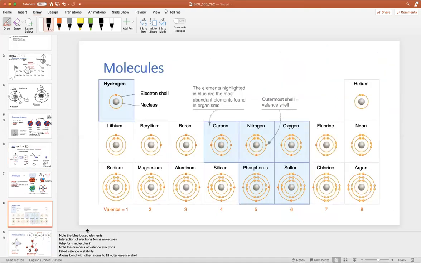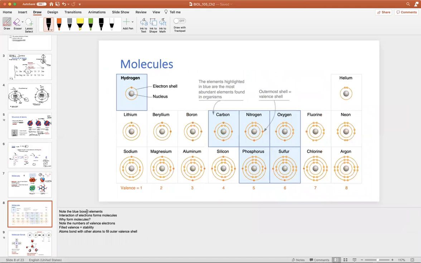All right, let's look at my notes here. So note the blue boxed elements. Those are the most common ones that we find in biology. The interaction of electrons is what forms molecules, and we saw that on the previous slide. Note the number of valence electrons for each of these. Oxygen is missing 2, right? So it's got 2 parking spots. Nitrogen is missing 3, and carbon is missing 4.